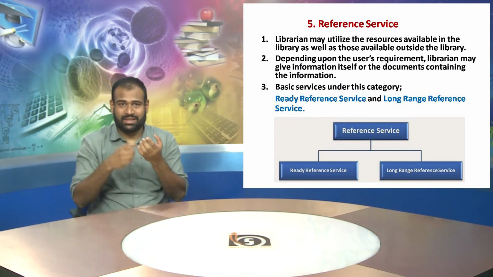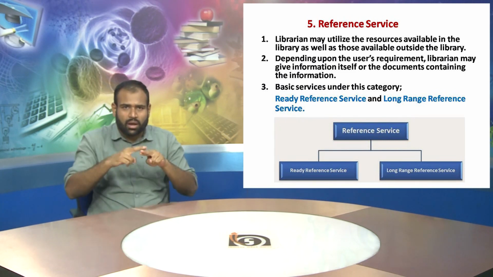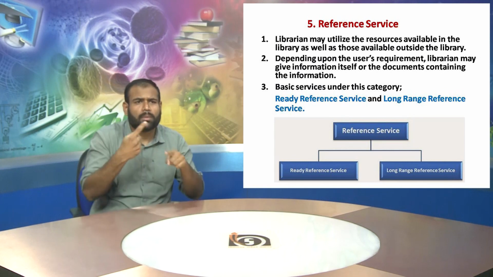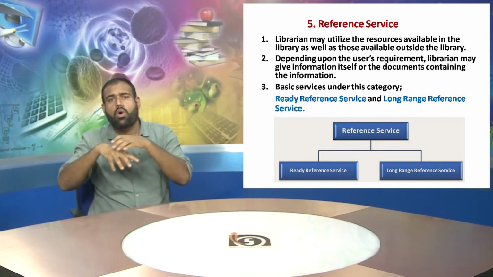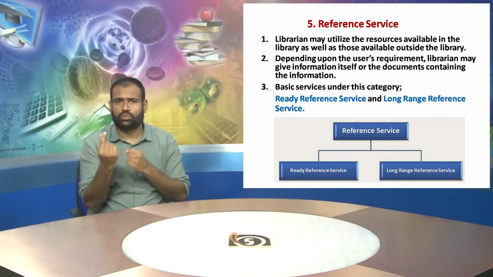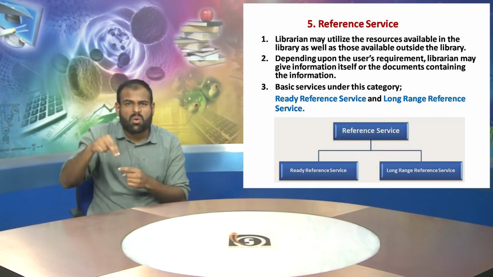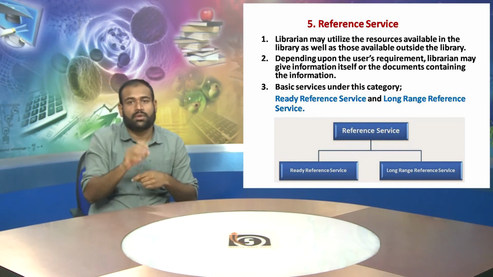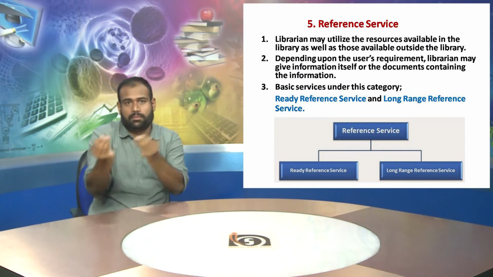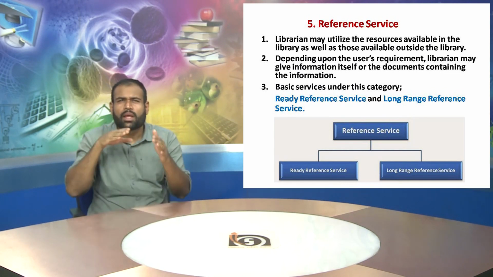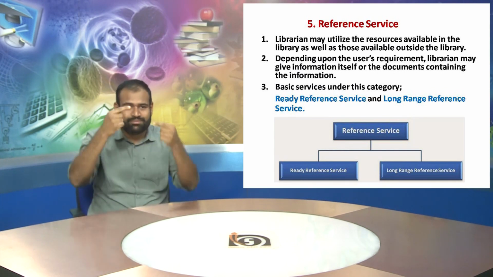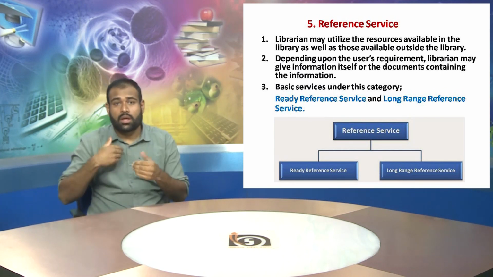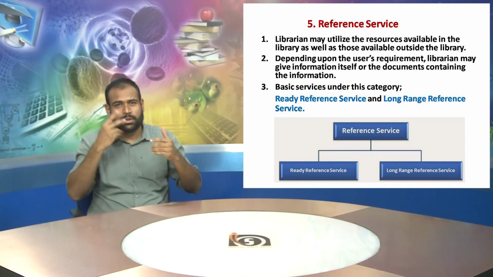This is the fifth essential service, which is reference service. Librarian may utilize the resources available in the library as well as those which are available outside the library. Depending upon the user's requirement, librarian may give information itself or the documents containing the information. And basic services under this category are two, which you can see in a column. We will discuss this in further slides.